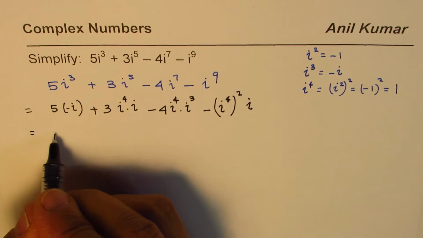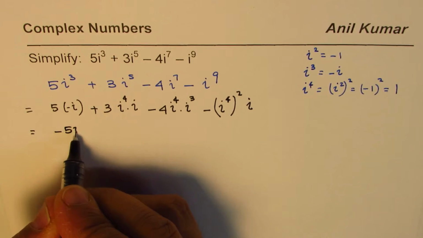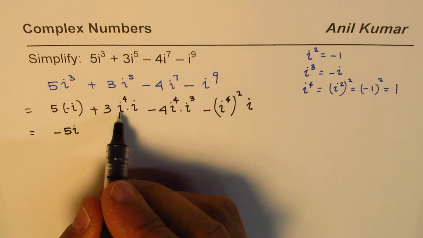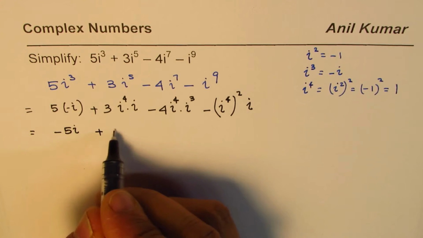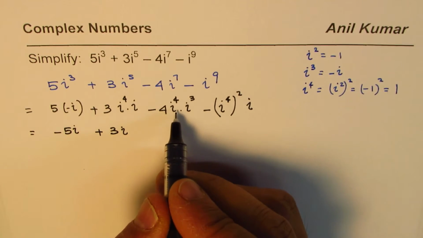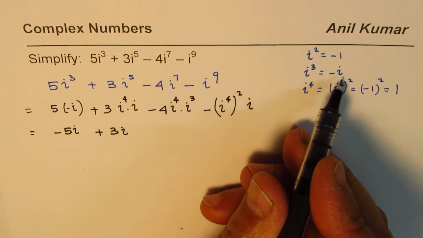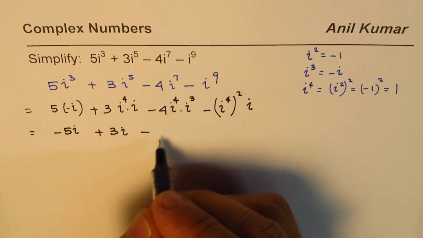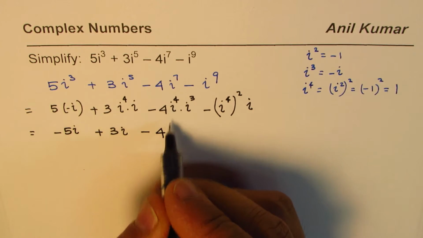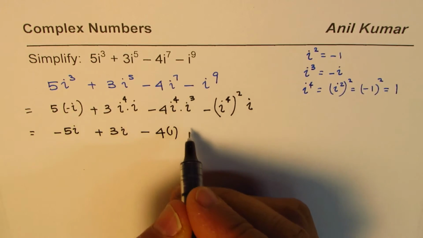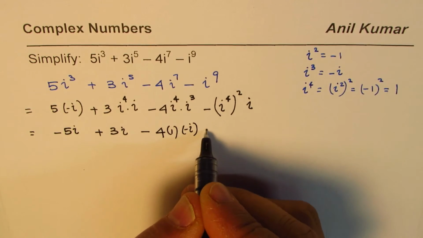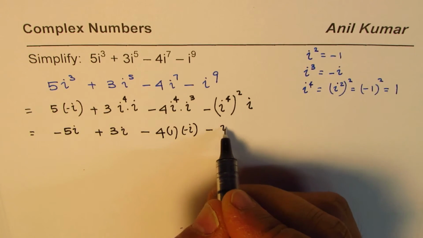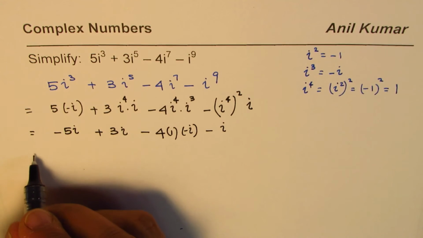5 times minus i is minus 5i. Here, i to the power of 4 is 1, so we get plus 3i. In this case, i cubed is minus i, so that makes this positive. But let me go in 2 steps. This is times 1, and i cubed is minus i. Is it okay? And then we get minus i here, since i to the power of 4 is 1.